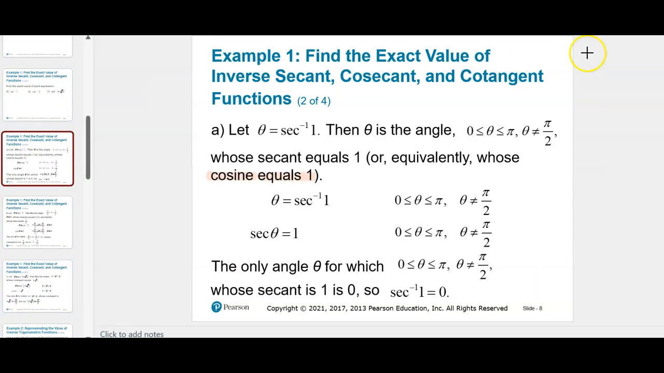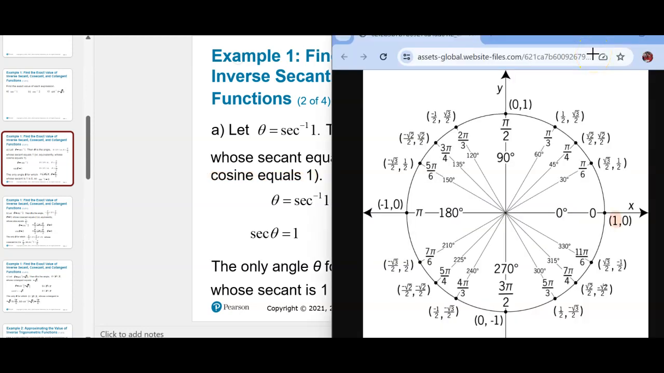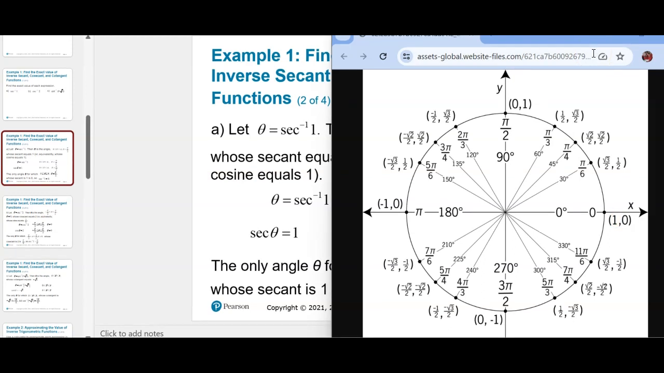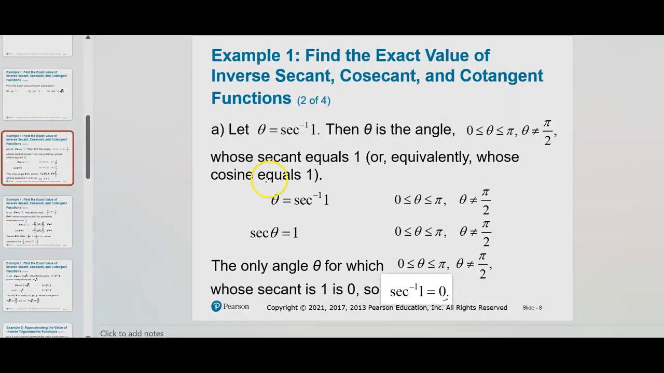All right, so when I'm looking for the inverse secant, inverse cosecant, inverse cotangent, I think of it via the cosine. So if inverse secant equals 1, the reciprocal of 1 is 1, so where does cosine equal 1? I look on the unit circle and I see cosine equals 1 when the angle is 0 radians, so therefore secant equals 1 when we are at 0 radians. So inverse secant of 1 is 0. So I can do it that way.